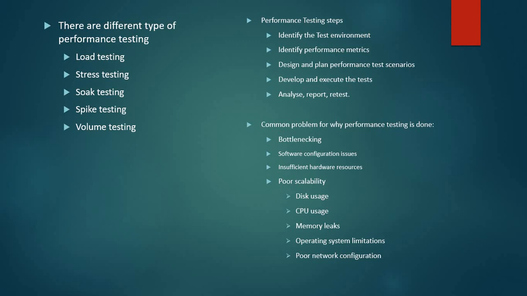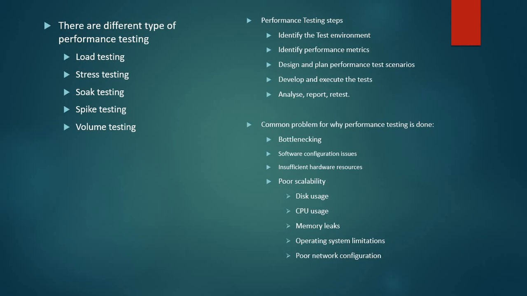So what are the steps when we talk about the steps of performance testing? What are all the steps involved? The first step is to identify the test environment. You need to identify which environment you are running, what servers are being used, and what monitoring tools are being used. All these things you need to identify before even starting your performance test.